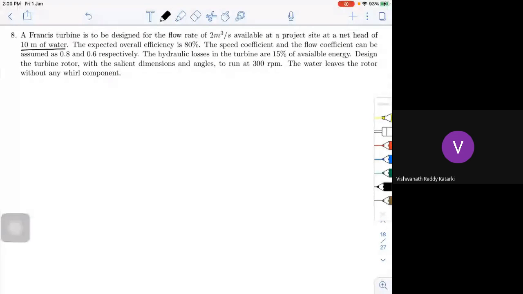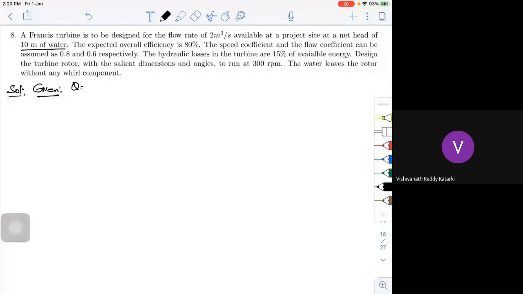So you have to find each and everything. Then you have to find alpha, beta 1, beta 2, all the things. U1, U2, everything you have to find. That's why it is called a design. Okay. So it's a design problem. So let's try to find a solution for it. Let's write what is given.